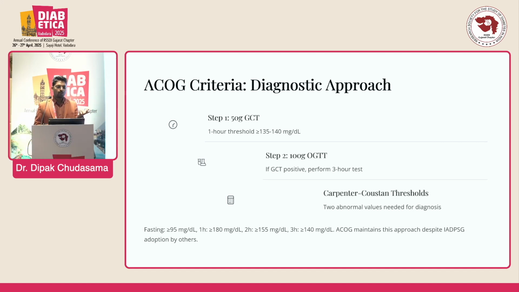And two abnormal values are needed for the diagnosis, using the Carpenter-Coustan thresholds. So fasting more than 95 milligram per deciliter, 1 hour more than 180, 2 hour more than 155, and 3 hour more than 140 milligram per deciliter. So if two out of four values are more than the threshold level, then you can diagnose GDM at 24 to 28 weeks. This approach is almost an adaptation of the IADPSG.